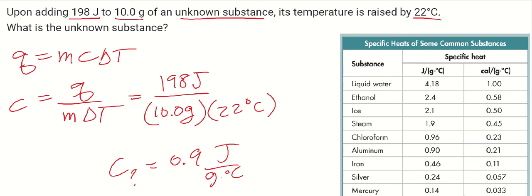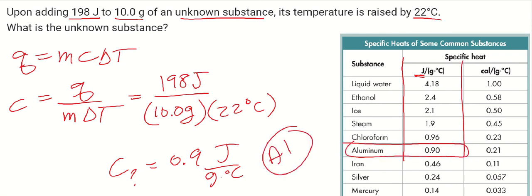So let's look at our table here. We're using joules here, so we use this column right here, and it's going to be aluminum. Aluminum is the answer, or Al.